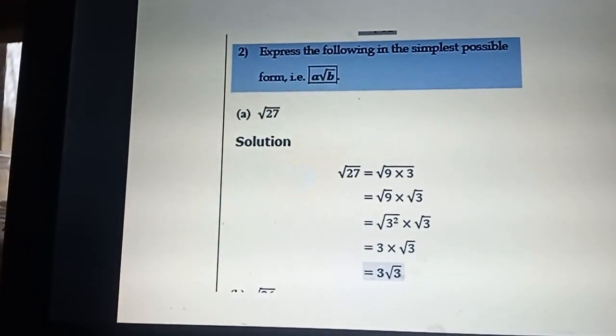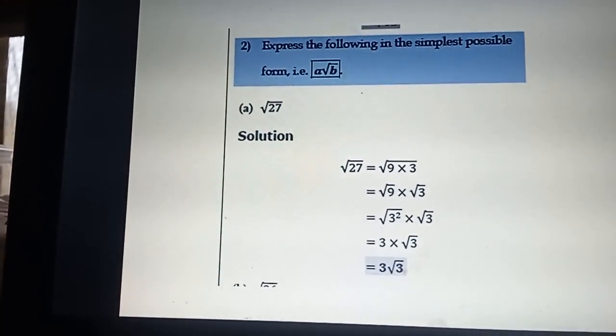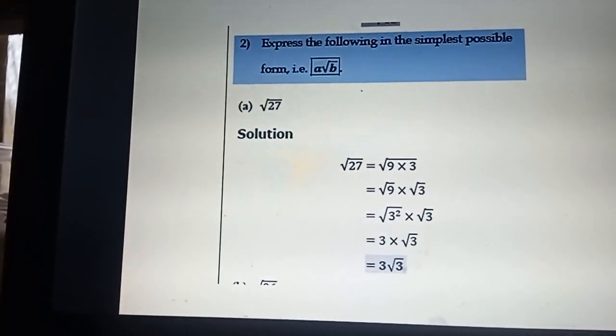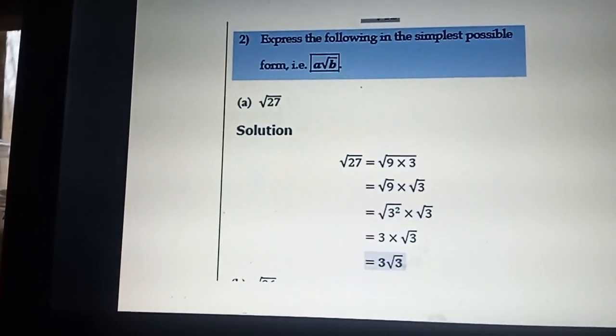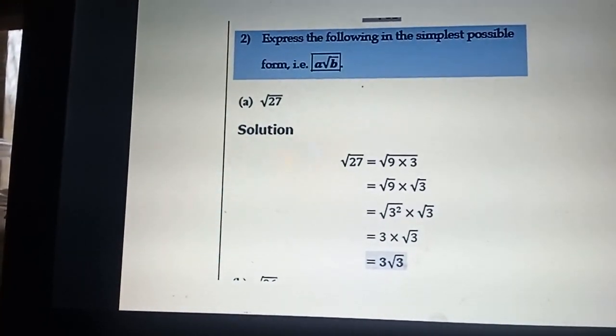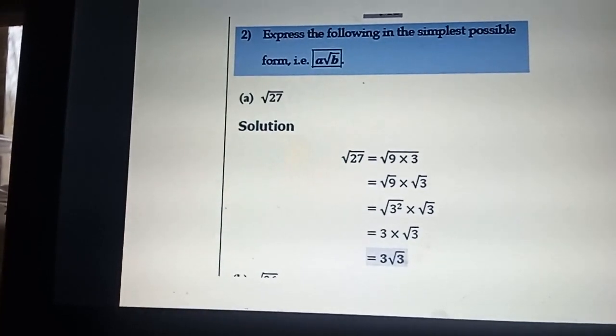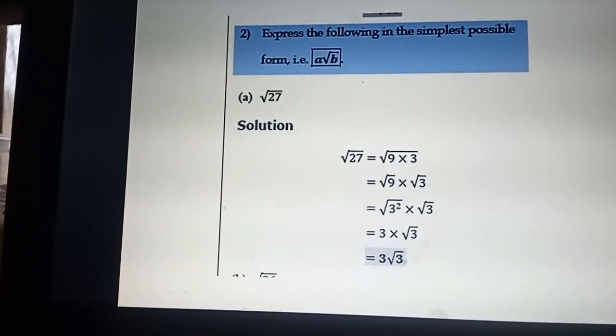Root 27 is the same thing as what? 9 times 3. 9 times 3, it will definitely give you what? 27. You see, we break our 27 by what? 3. Then square root of 3. The square root of 9 times square root of 3.